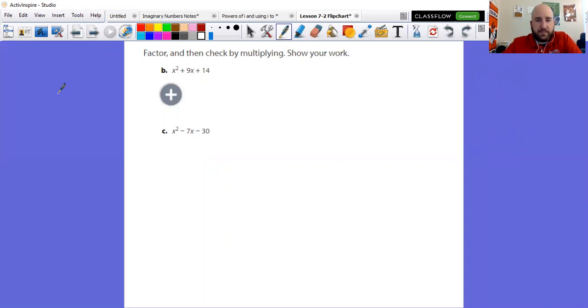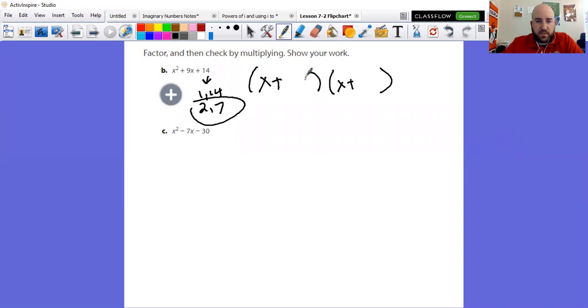So let's just run through a couple of these really quick. All right, x squared plus 9x plus 14. I got plus plus. So I know both my signs are going to be plus plus. 14 would be 1 and 14, 2 and 7. So which of these can I add up to get 9? Of course, would be 2 and 7.